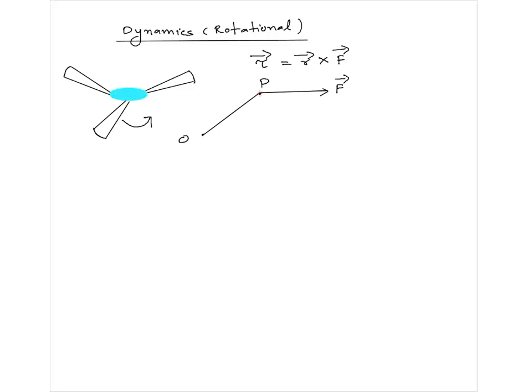Then if O is the origin, then vector R is the position vector of point P. So torque of the force F acting at point P about point O is given by R cross F. That's the definition of torque about a point. Often we are interested in the axis of rotation. Fan is rotating about some axis, solid object is rotating about axis, wheel is rotating about axis. So we need to extend this definition to torque about a line. Torque about a line will require some explanation. So that we will continue.